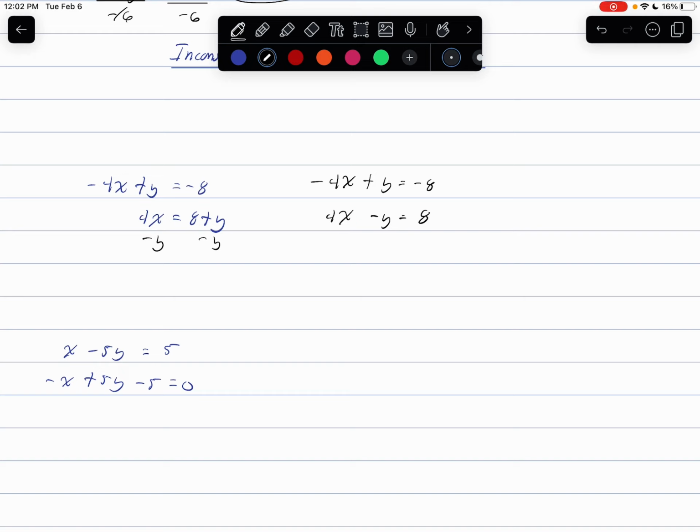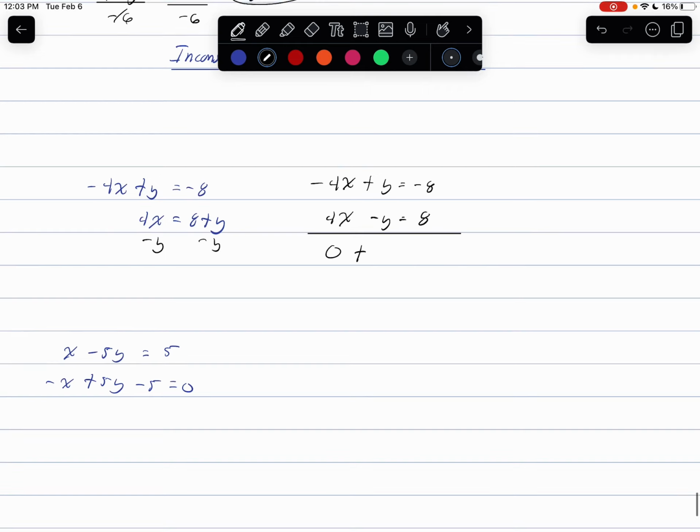Okay, I think this looks like a pretty good candidate for addition, just basic addition. We don't have to multiply anything. We can just go ahead and add them together. And if we have negative 4x and 4x, that's going to be 0. Okay, and we have y and negative y, that's 0. And negative 8 and 8, hey, that's also 0. So we have, in the end, 0 is equal to 0.